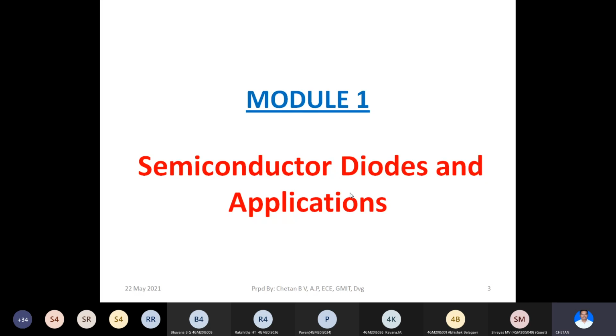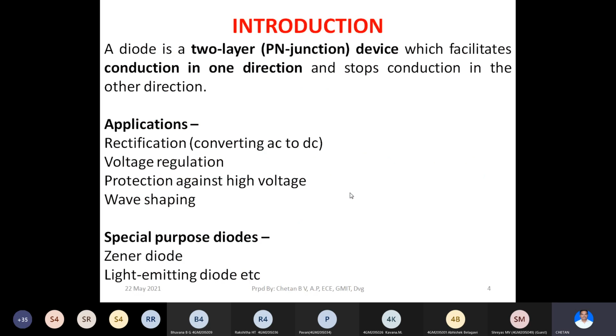In the last class we started with the introduction of what is a diode or PN junction diode, and we came across the fact that this PN junction diode is a two layer device which conducts in one direction, and there are several applications where it is used. Some of the applications are rectification, voltage regulation, protection against high voltage, wave shaping, etc. And also we came across special purpose diodes like Zener diode and LEDs.